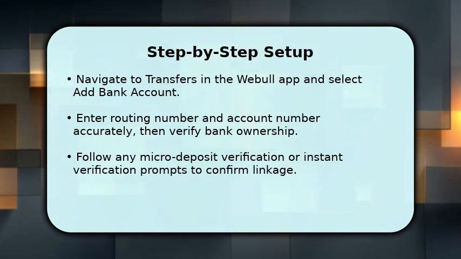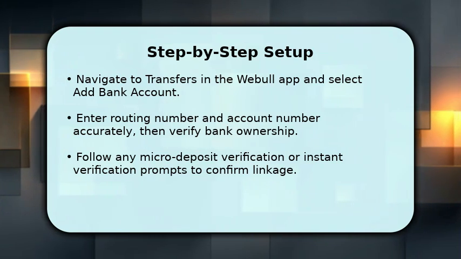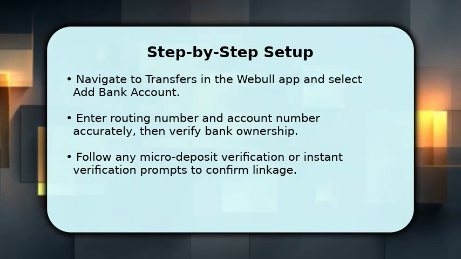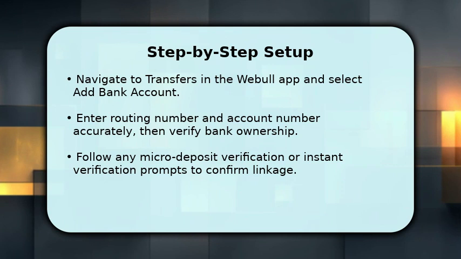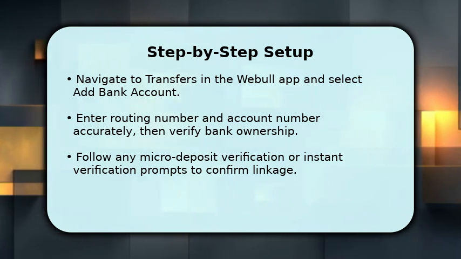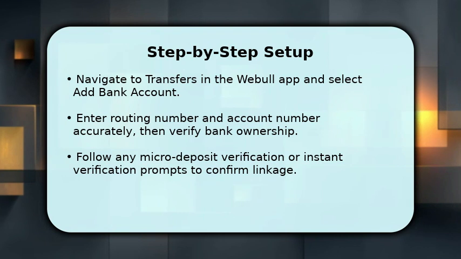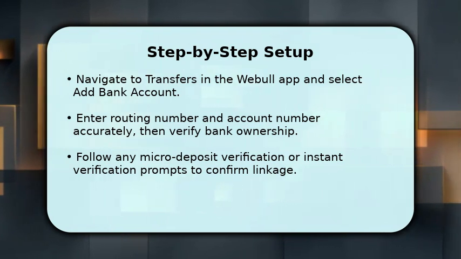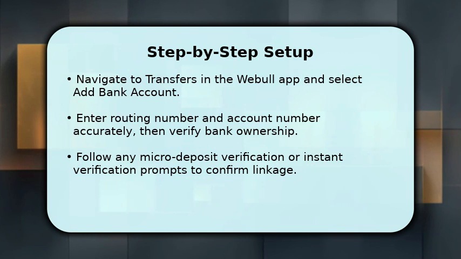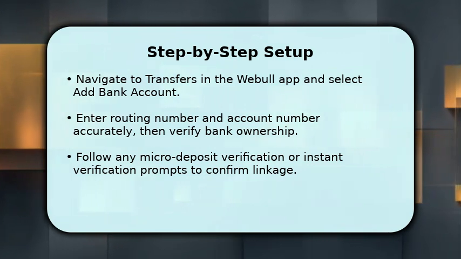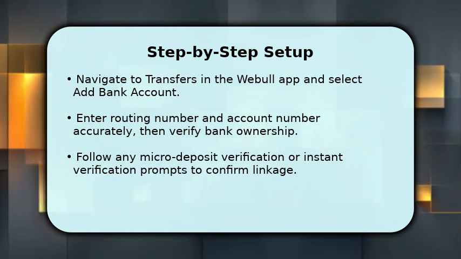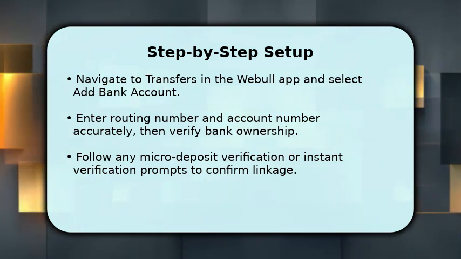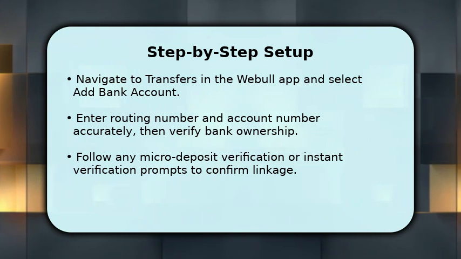Start by opening transfers in the Webull app and choosing Add Bank Account, then type in your bank routing number and account number exactly as shown on statements. If offered, use instant verification by logging into your bank securely. Otherwise, accept micro deposit verification and confirm amounts. Complete identity checks if requested, review limits and expected timing, and save the bank as your primary funding source for easier deposits and withdrawals later.